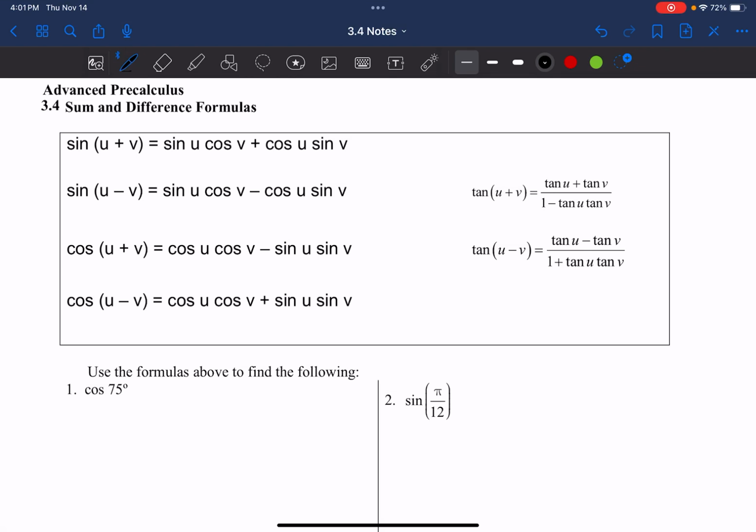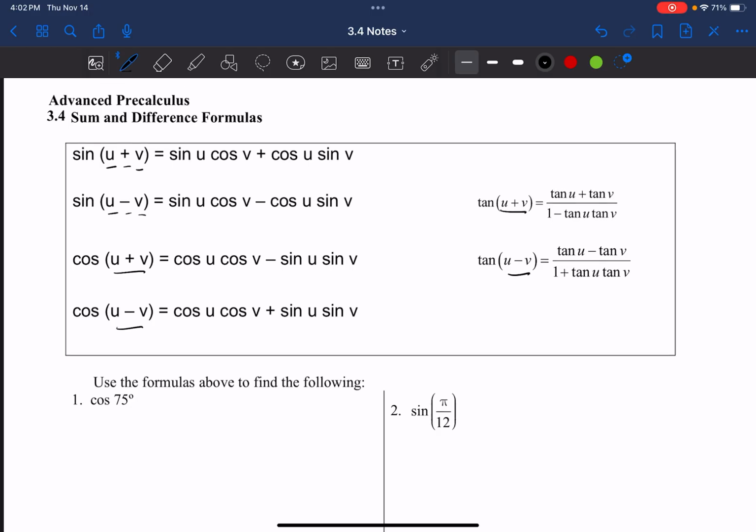So here we are going to be using the sum and difference formulas to simplify our equations. The only time this can really be difficult is if they give you a single term. If you notice, all of these equations have u plus v or u minus v in the parenthesis, right? But on number 1 and 2, instead of something plus something or something minus something, they wrote it as a single term. So in those cases, it's up to us to determine what would have given us that value.